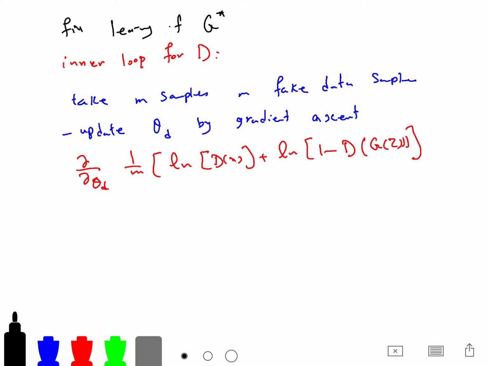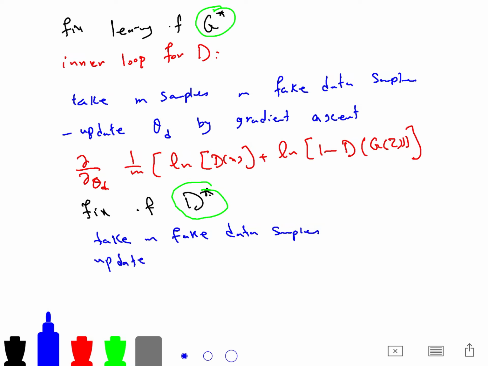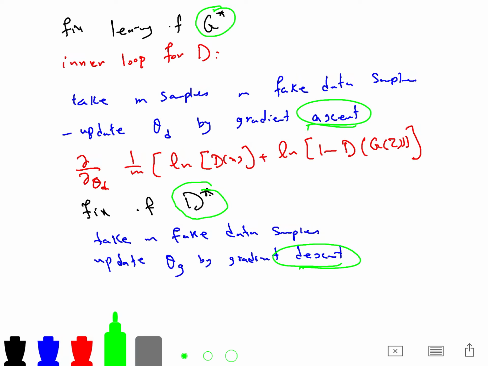So now we fix the learning of D star. Before, we fixed it for the generator; now we say until this epoch, until this iteration, it is fixed for the discriminator. And then we take m fake data samples, and we update theta g by gradient descent, because we minimize the value function with respect to G. That's why here we have gradient descent, and at that time we had gradient ascent, because we were maximizing. Here we are minimizing.